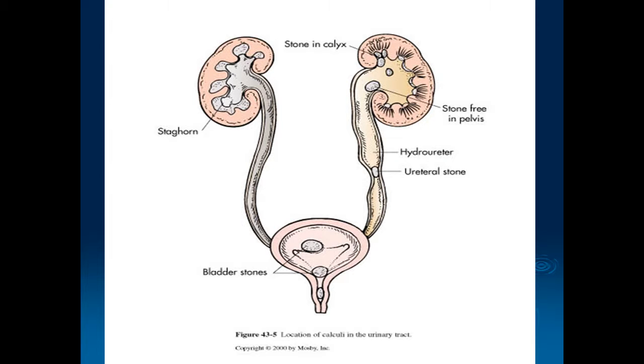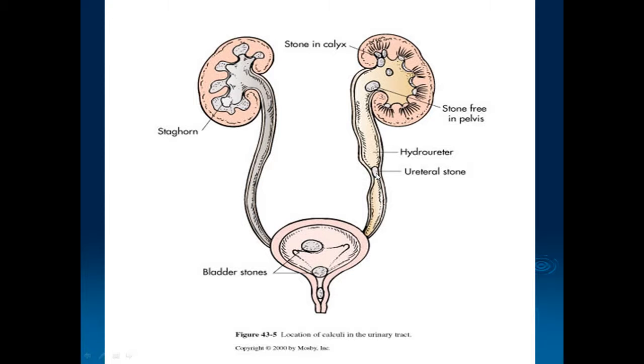Now we're going to talk about calculi. Stones anywhere along the urinary tract can occur. So you can see here we've got the kidney stones, and that's the term nephrolithiasis, or we can have stones in the ureter, and this is the term urolithiasis.